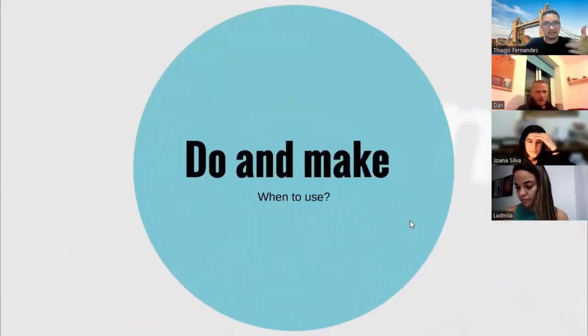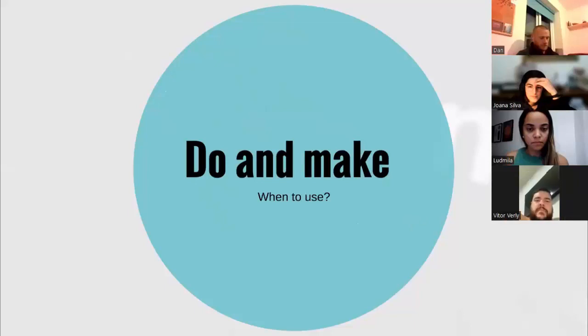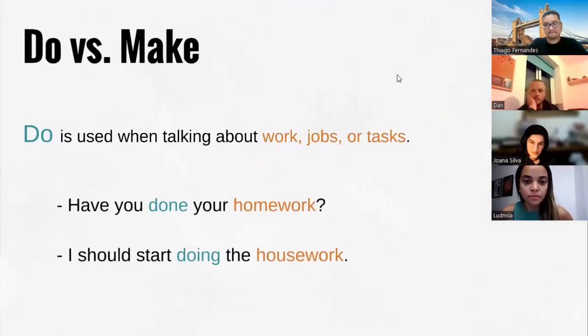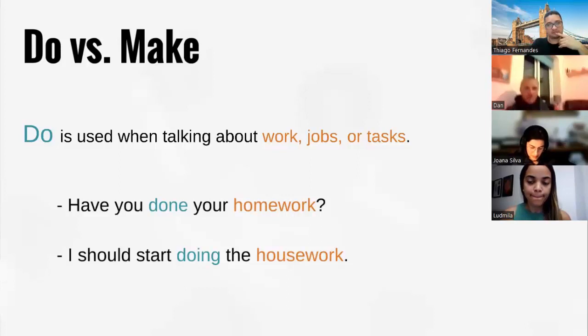So the first one, please, Ludmila, Joana, or Victor, please read the sentence here. Come on, guys. I'm not going to speak. Do and make. When to use. Do versus make. Do is used when talking about work, jobs, or tasks. Is this right, Dan? Yeah, so just performing, it's the action. Do is the action word. So you do some work, do a job, do a task. So when you're actually doing something.